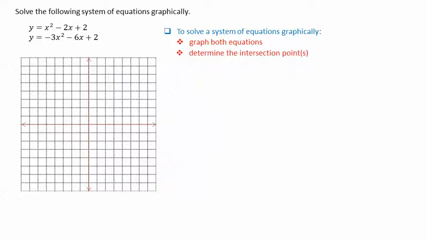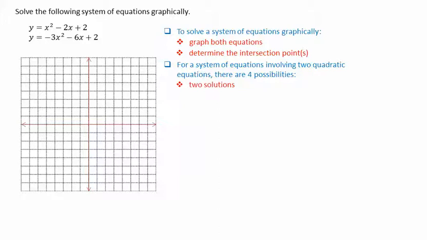Solve the following system of equations graphically. To solve a system of equations graphically, simply graph both equations and then determine the intersection point or points. For a system of equations with two quadratic equations, there are four possibilities.